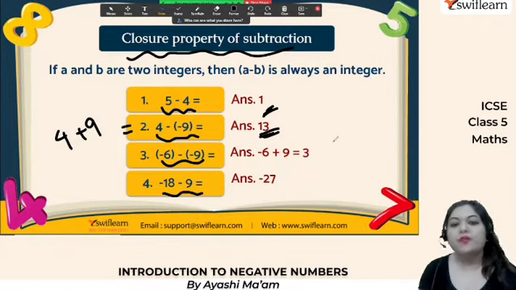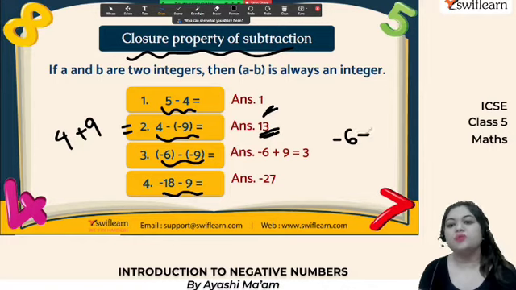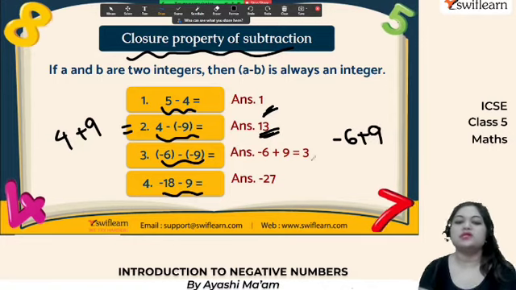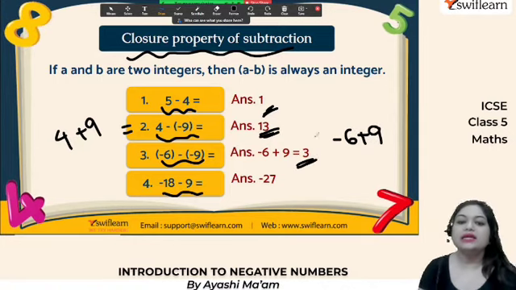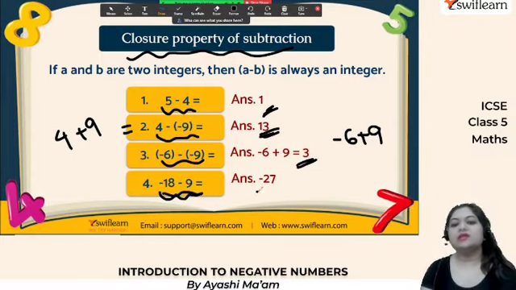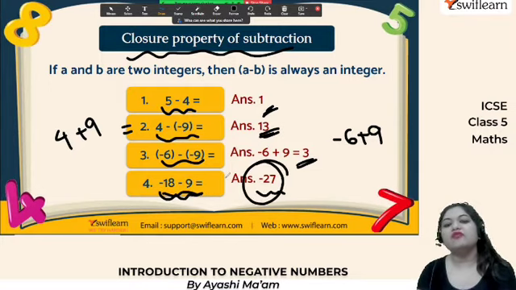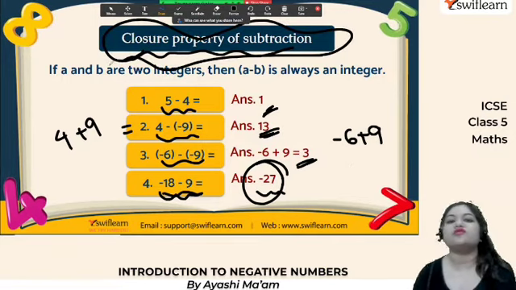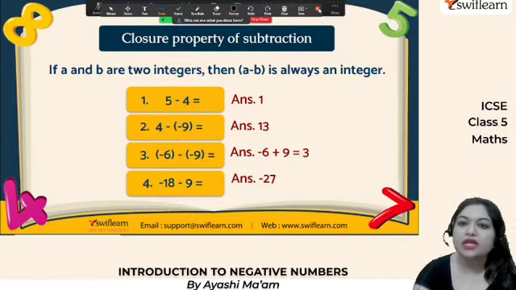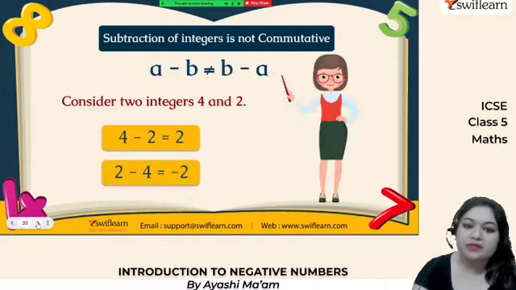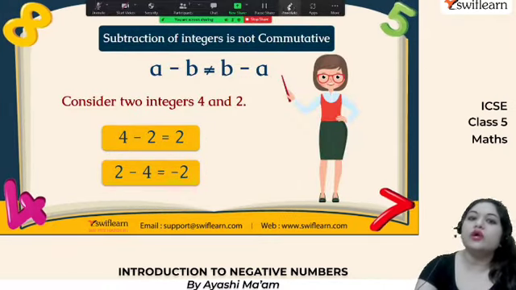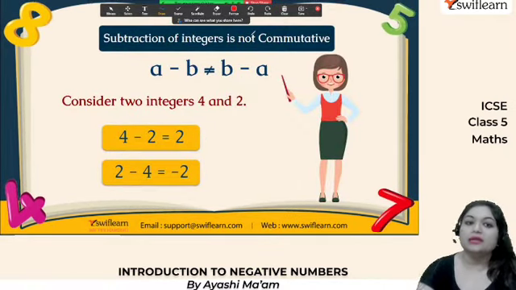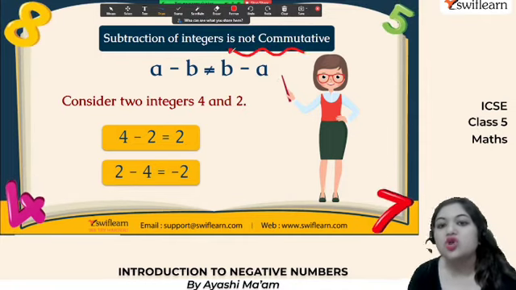Here also what will happen? Here we have minus 6 and minus minus will become plus. So minus 6 plus 9 will give us 3. Again an integer back. Minus 18 and minus 9 is minus 27. Again we are getting an integer back. So this is known as the closure property of subtraction. That means if you take any two integers and subtract them, the answer is always going to be an integer only. But subtraction of integers is not commutative.